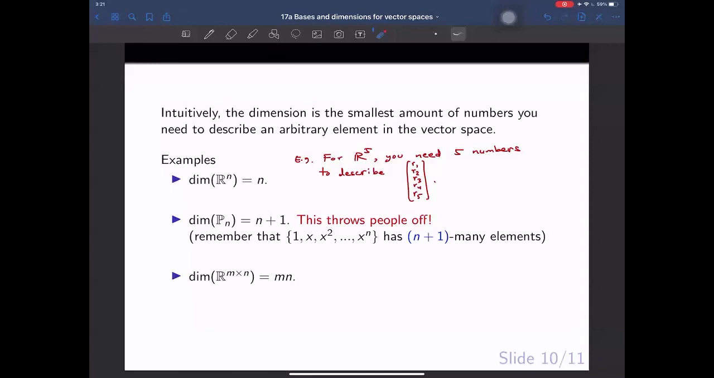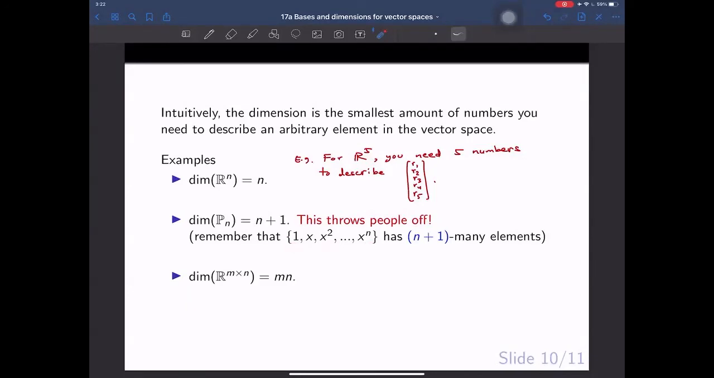For example, the number of numbers that you need to describe a vector of height n is n. For example, in R^5, you have a vector of height 5, and you need 5 numbers to be able to describe an arbitrary element, for all 5 entries. For P_n, you need n plus 1 because the standard basis looks like this, and this has n plus 1 many elements.